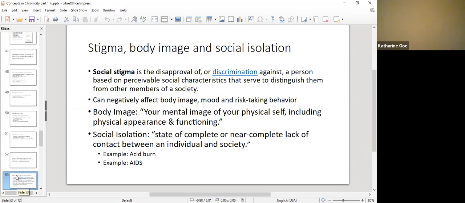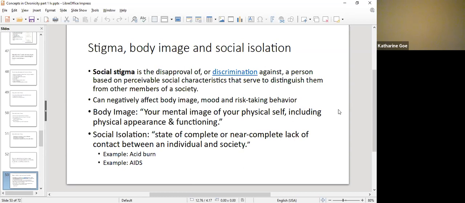So what is stigma? Social stigma is the disapproval of or discrimination against a person based on perceivable social characteristics that serve to distinguish them from other members of society. A chronic illness could be a source of stigma and can negatively affect body image, mood, and risk-taking behavior. A person who feels stigmatized can have that effect. Body image is defined as your mental image of yourself, including physical appearance and functioning, and social isolation, which is another feature of stigma, is a state of complete or near complete lack of contact between an individual and society.